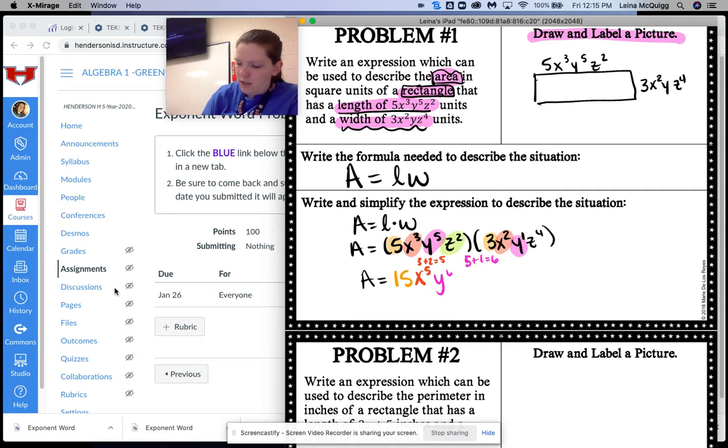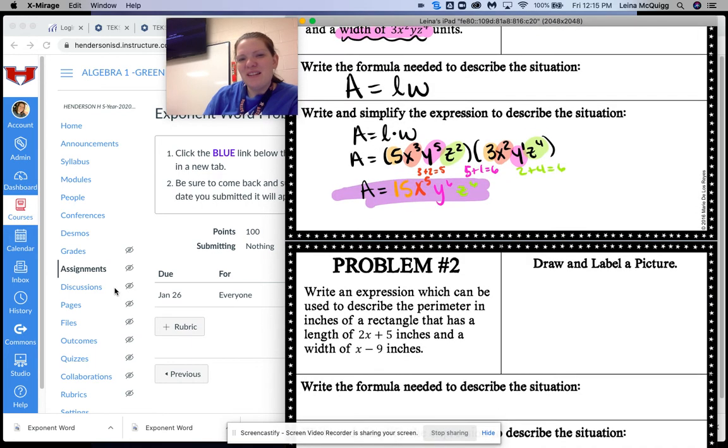And this last piece here, we have z squared and z to the 4. So I'm going to do 2 plus 4 is 6. So I have z to the power of 6. That's my answer. I'm done. Easy enough. Done. Okay.